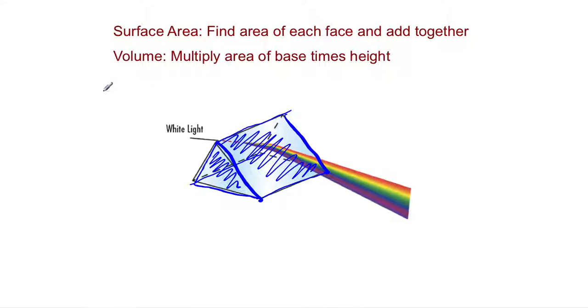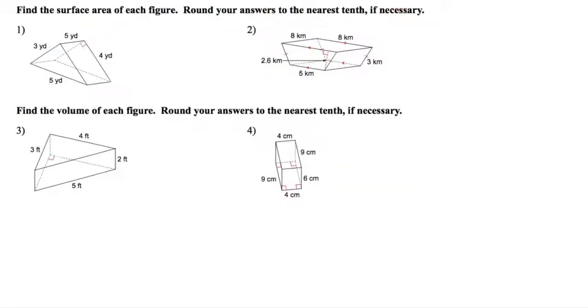This is only for prisms. When we start looking at cones and cylinders and spheres, the formulas are going to be different. So let's look at some example problems. Here I want to find the surface area of each object.